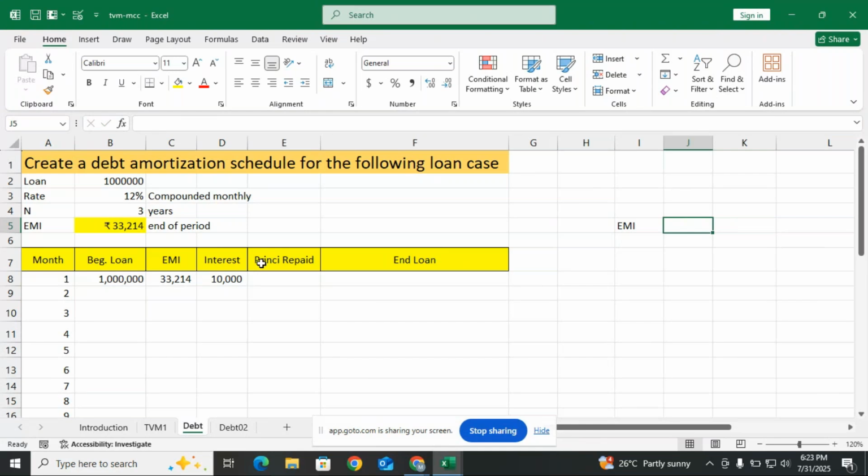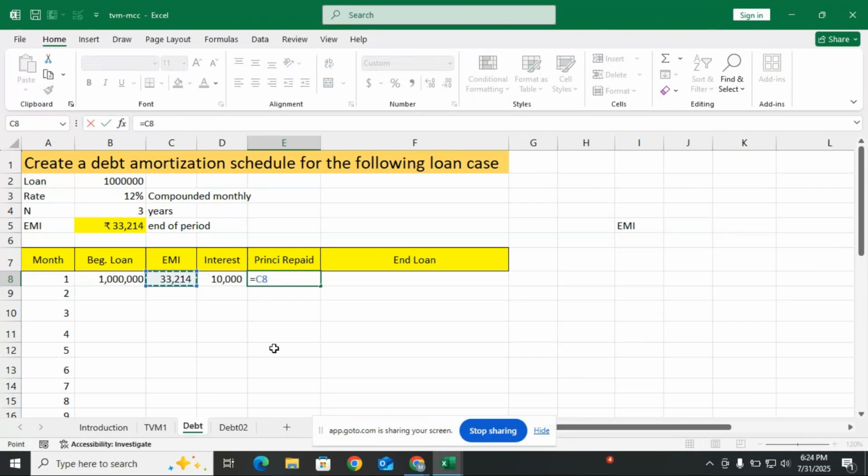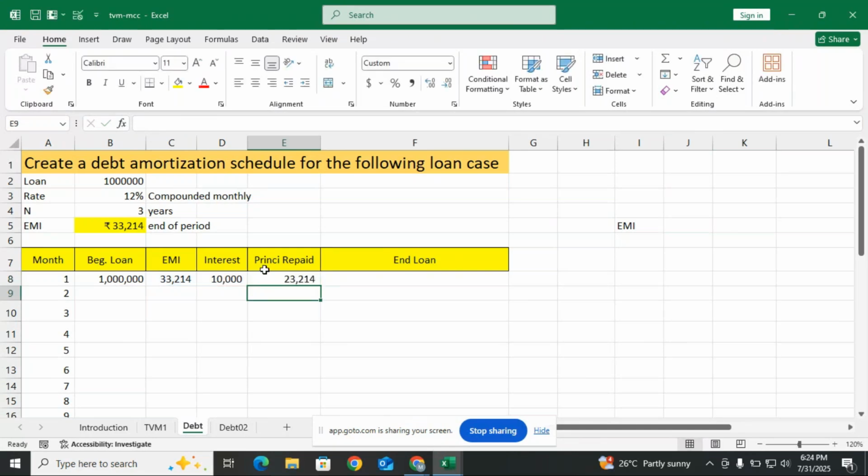So here, if you have to calculate the principal repaid, what is this principal repaid? Out of 10 lakh, how much I am paying for the first month? How much I am clearing in the first month? So the total amount of loan obtained is 10 lakh, and out of 10 lakhs, how much principal amount I am clearing in the first month? So how do you compute this? Is equals to EMI minus interest. So, out of 10 lakh, I am clearing 23,240.